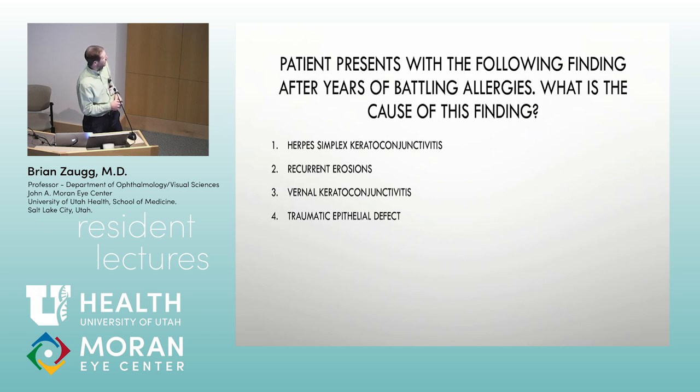Recurrent erosions. It could be herpes simplex. It could be a traumatic epithelial defect. It could be a foreign body in the upper eyelid. But it's kind of that location of it being up underneath the lid in somebody with kind of an allergy type appearance or look, okay?